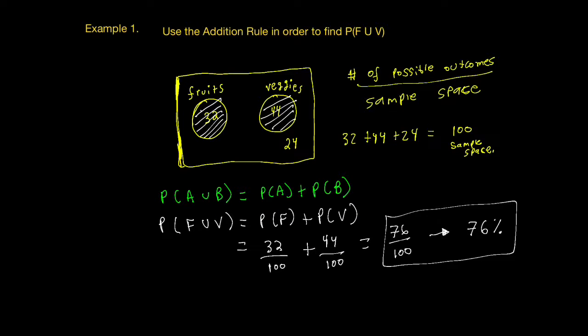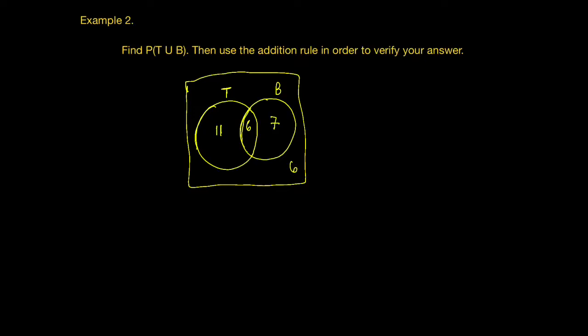Let's check out one more example. So example 2, find the probability of T or B, then use the addition rule in order to verify your answer. So here's how I want you to do these problems. First, we can find the probability of T or B by using the information we learned from the previous lesson. And every time you're trying to find the probability, you know that you will need the sample space. So let's get that out of the way.